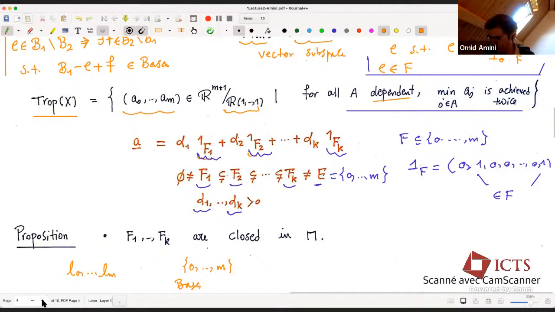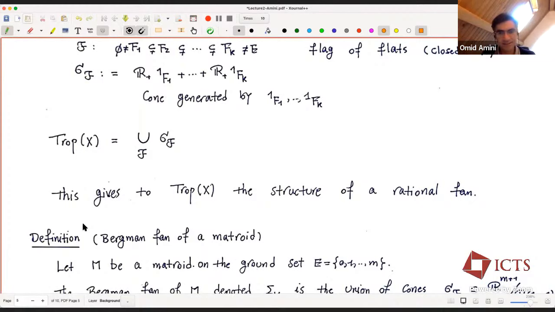So this is very convenient because now you can say exactly what is the tropicalization of the complement of a hyperplane arrangement. This is the complete description now. So you fix a flag of flats, which means a chain of inclusions of closed sets inside the matroid. Usually in the matroid terminology, both flat and closed set are used. But I think closed set is somehow more telling, because of the property that defines this set.